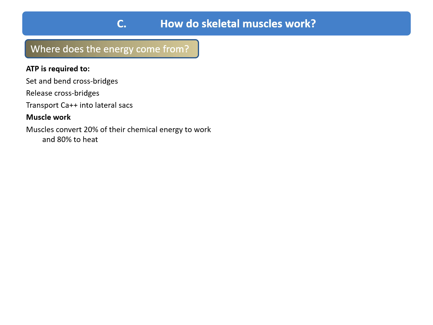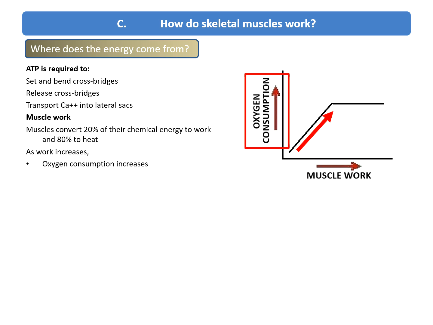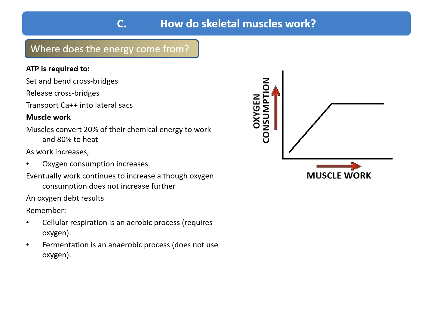Muscles convert 20% of their energy to work and 80% to heat. As work increases, the oxygen consumption by the muscles increases. Eventually, work can continue to increase, although oxygen consumption does not increase further. An oxygen debt results. Remember, cellular respiration is an aerobic process, that is, it requires oxygen, and fermentation is an anaerobic process. It does not use oxygen.